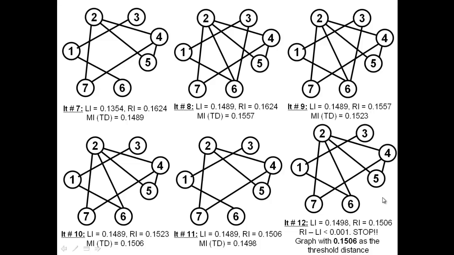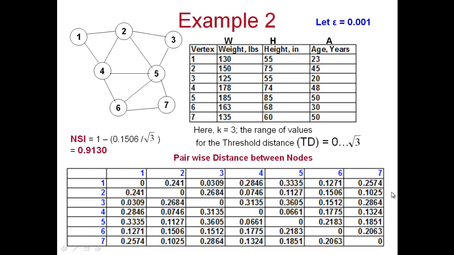So we stop the iterations, and the latest value of right index 0.1506 is now used to compute the network level similarity index. So 0.1506, which is the latest value of right index, divided by square root of 3. Again we divide by 3 because we're looking at 3 dimensions, 3 features. So 1 minus of that, 0.9130, is the network level similarity index.